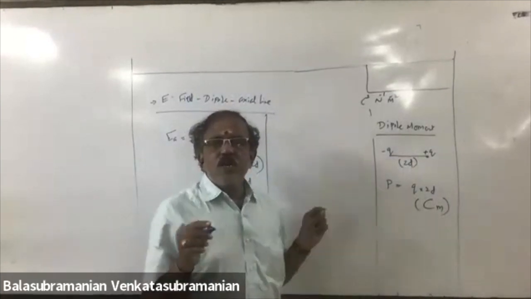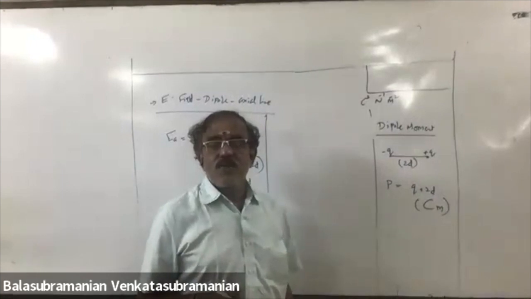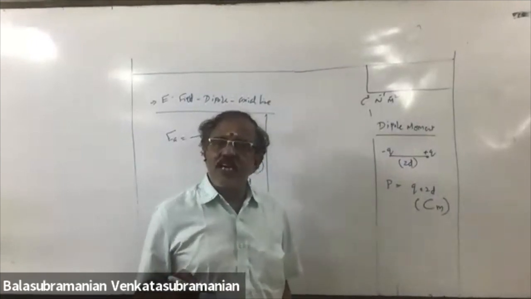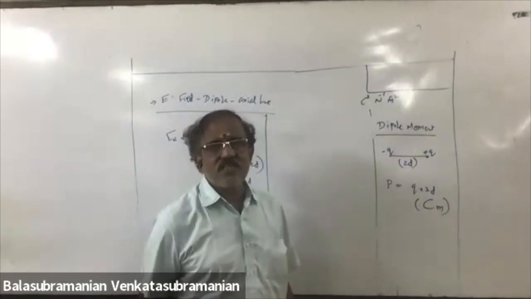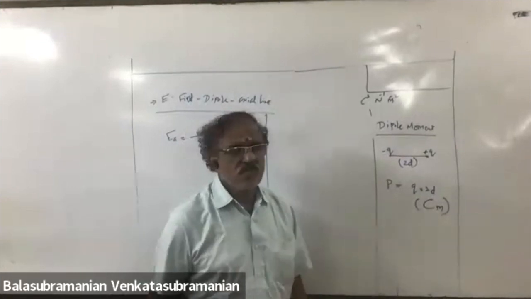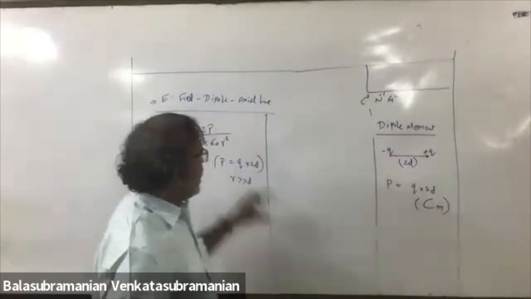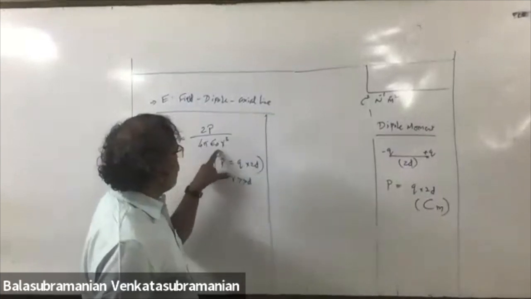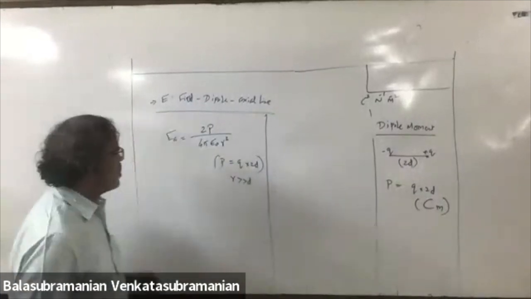Compared to the total distance r from the center point where you are going to calculate the electric field, this d is very small. So we are neglecting it. The final formula is 2p by 4 pi epsilon naught r cube.